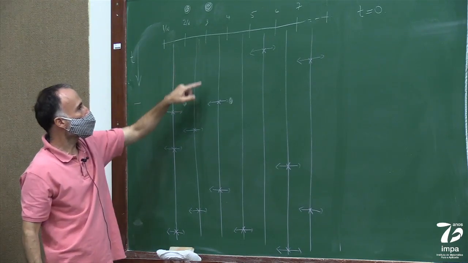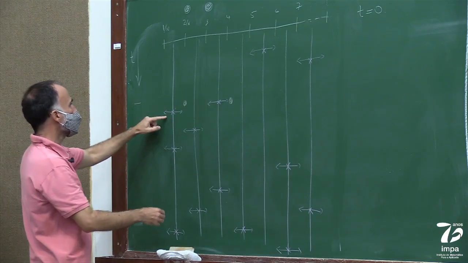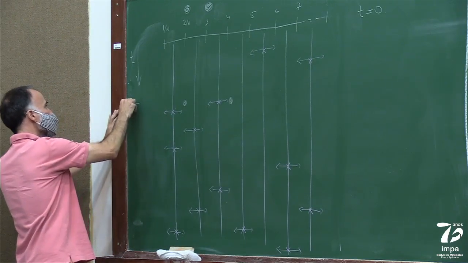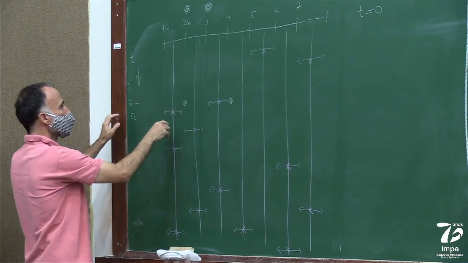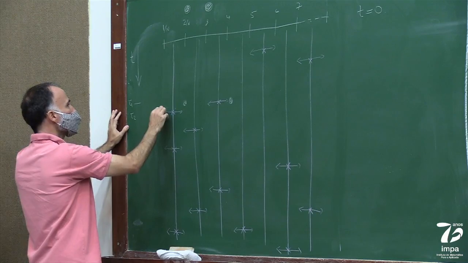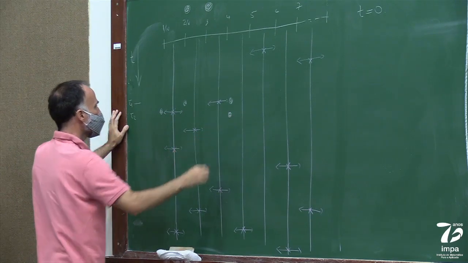Because this particle found an arrow, it jumped to the right. So this is the first jump. The second jump will happen here. This particle jumps here, so the configuration at this time, tau 2, will be this configuration.